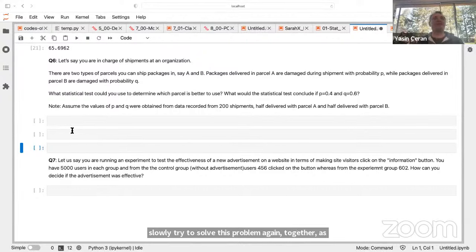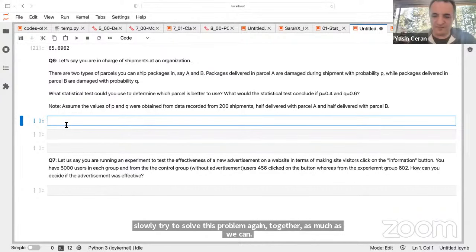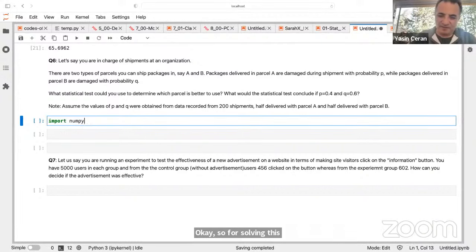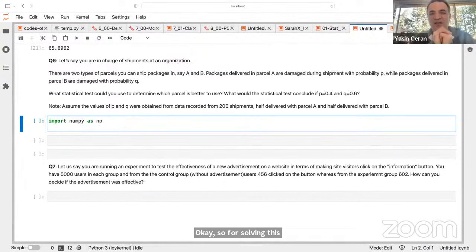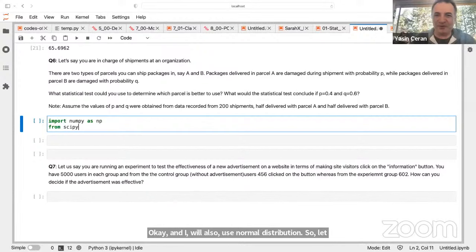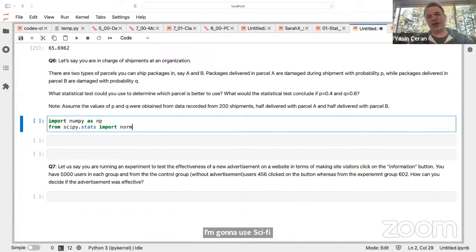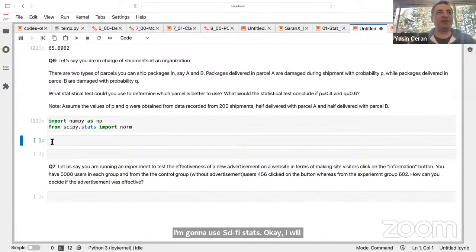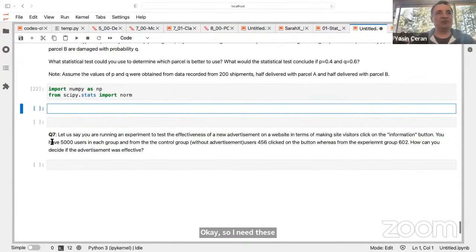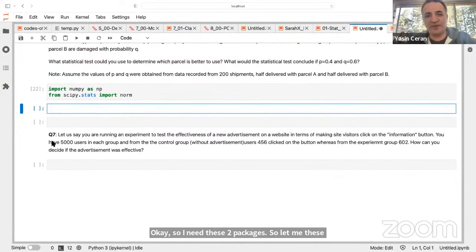For solving this problem, I'm going to be using NumPy. I will also use the normal distribution. You have different options for the normal distribution, but I'm going to use SciPy stats and import the normal distribution. So I need these two libraries. Let me import them.